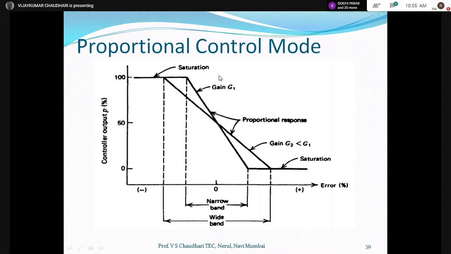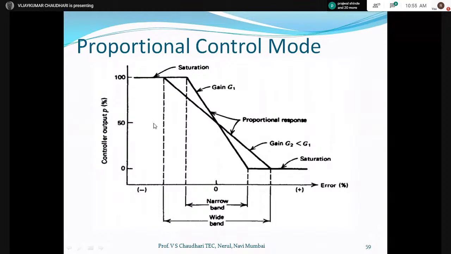And in that case, what is the result? This angle will be 90 degrees and this angle will be 90 degrees. So the proportional controller will take the form of a two position controller. We can say that the proportional controller with infinite gain becomes a two position controller, right? So here the gain is not infinite. Gain G2 is less.